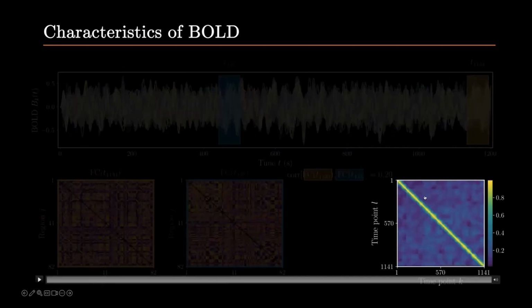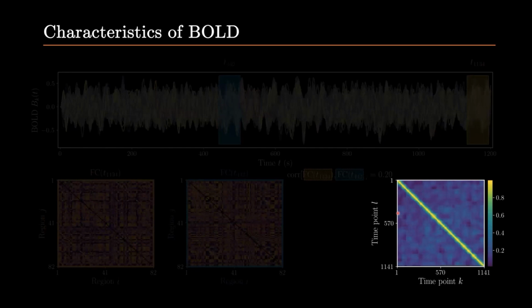Essentially, what the color code means is that if you pick a time point on the x-axis, let's, for example, pick 570, time point k, and you pick a time value on the y-axis, let's say 570 again, then this one pixel represents the correlation between the FC at these two time windows. So of course, if you compare 570 against 570, it corresponds to the same time window and the correlation is large. When you move to the right now, you compare time window 570 to a little bit later.